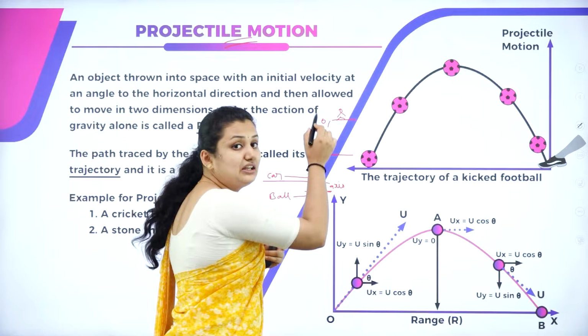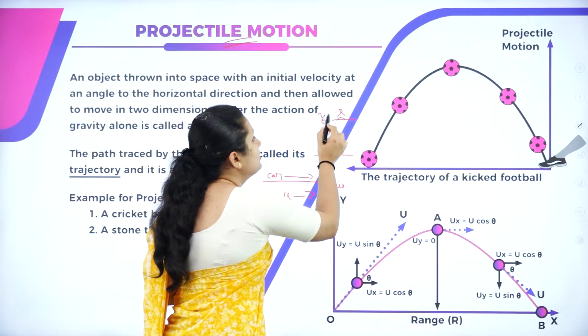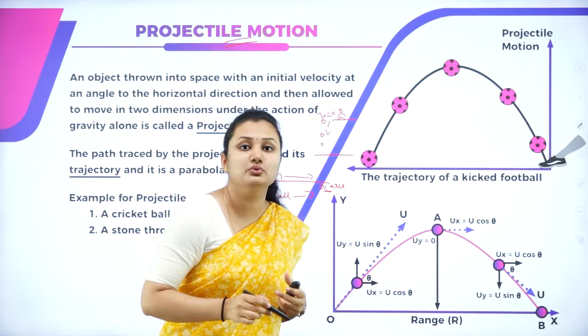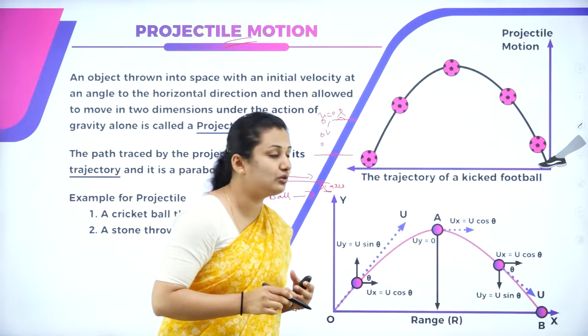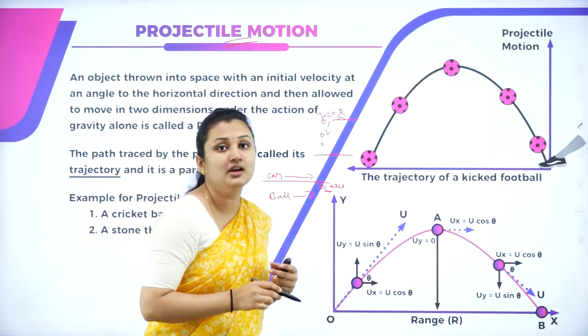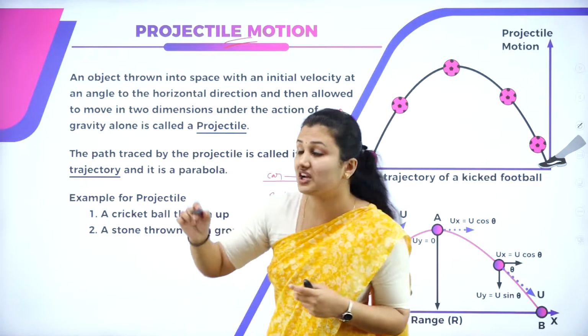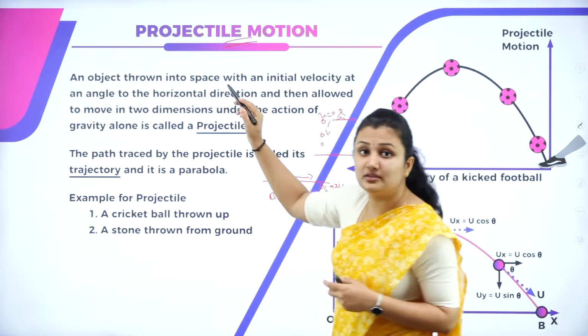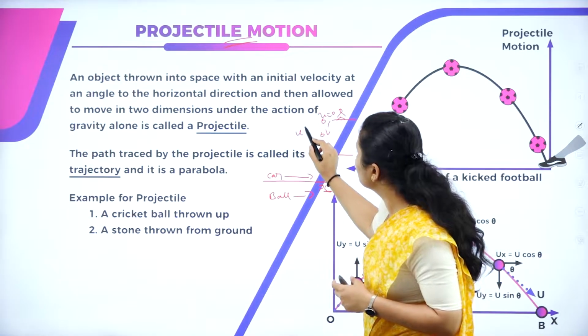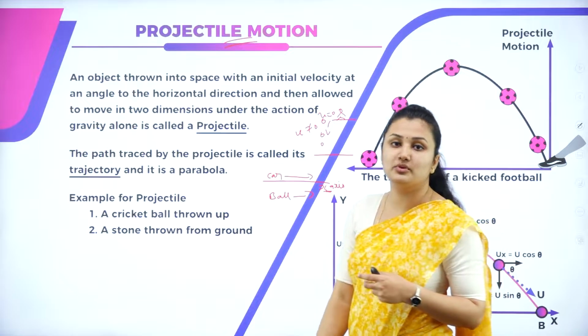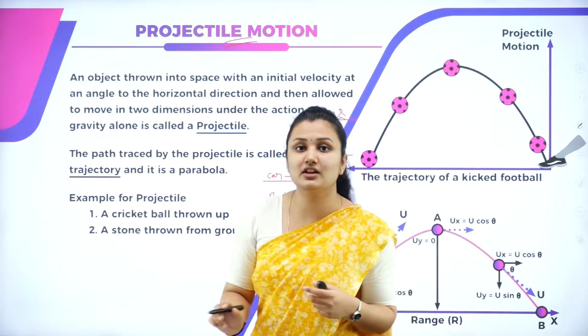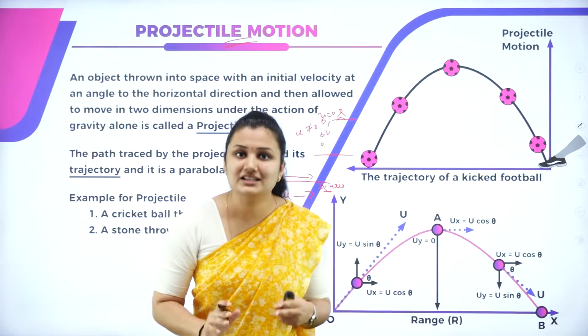So, in this freely falling body, u is equal to 0. U, the initial velocity, is equal to 0 for a freely falling body. When you study projectile motion, u is not equal to 0. In projectile motion, initial velocity is not equal to 0.